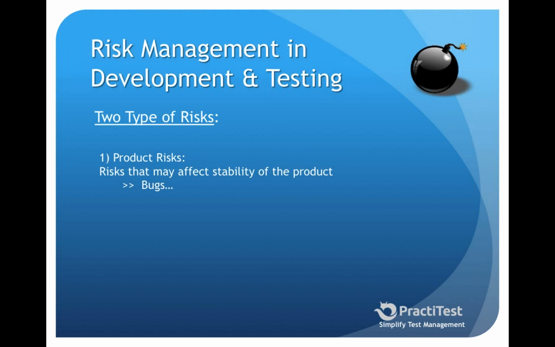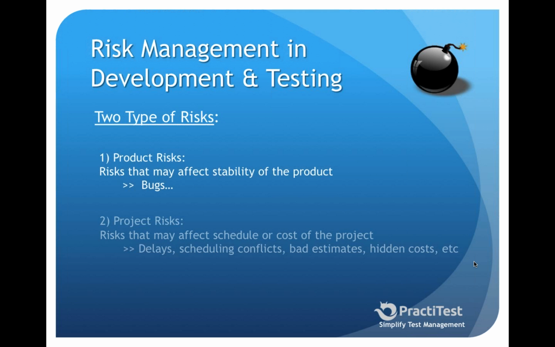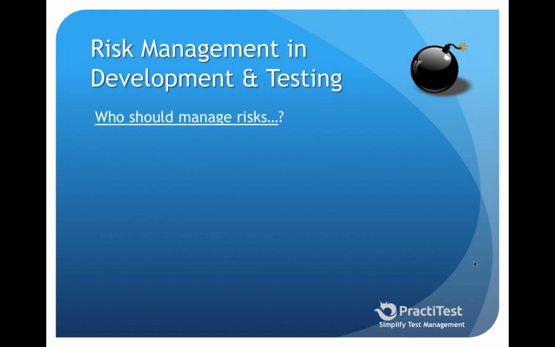This is the risk that we're mostly used to, because in order to mitigate this risk, this is the reason that we actually test. But we need to understand that there are other types of risks. And these are the risks that we call project risks. These are risks that might not really affect the stability of the product, but they might affect either the schedule or the cost of the project. Here we're talking about stuff like delays, scheduling conflicts, bad estimates, hidden costs, any type of thing that might harm the delivery of the project on time, on schedule, on target, basically. These are also risks that we need to know how to manage and obviously mitigate as much as we can.